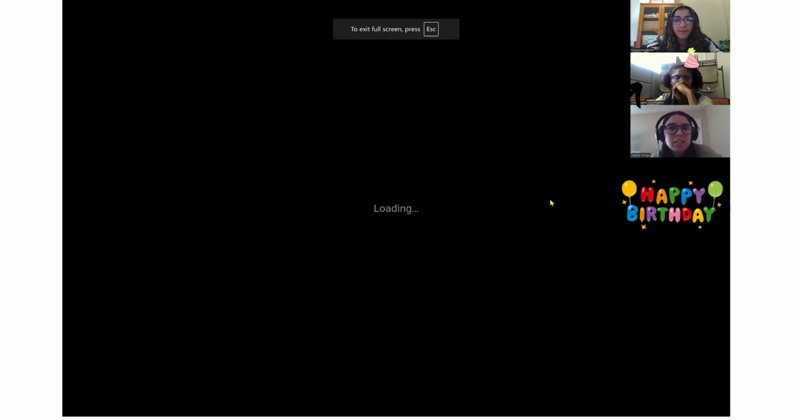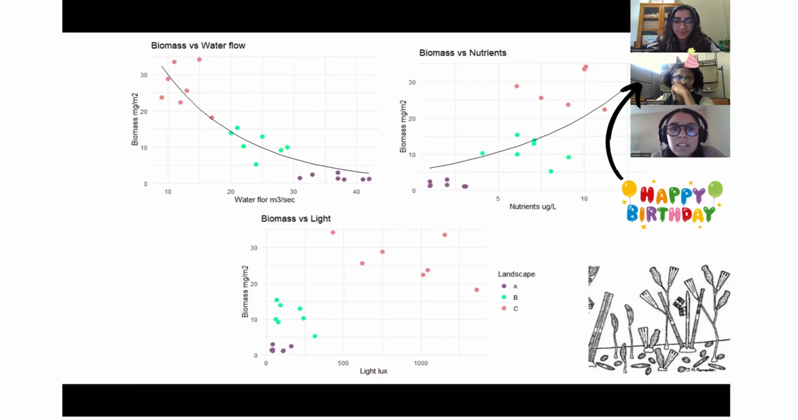So here we have some of our expected outcomes with the variables. So we are using biomass as our response variable here. And we will expect that through different landscapes, we are here just having three different landscapes, even though we expect four, we would expect that when there's more water flow, we would have a reduction in biomass.